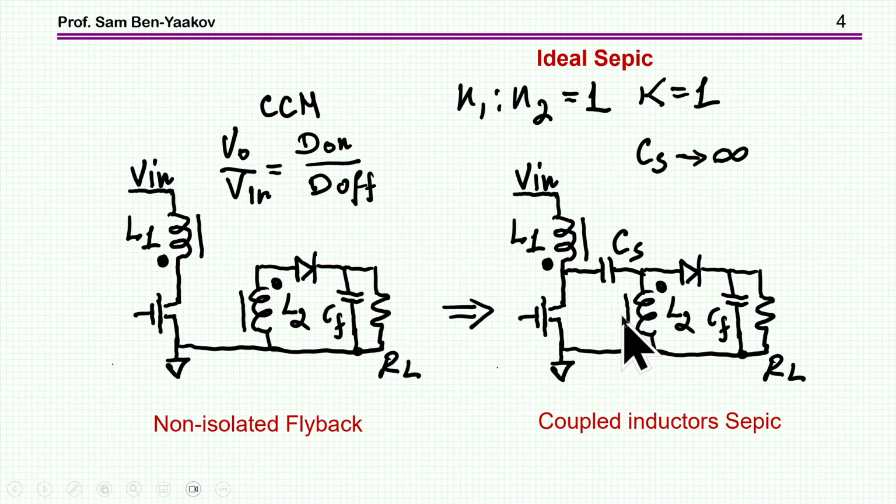Now I'm going to demonstrate it by considering the ideal Sepic and Flyback, you might say, and therefore we are talking about a transfer ratio of the windings of 1 and coupling coefficient of 1. I'm assuming that the capacitor of the Sepic is very large, okay? So the actual Sepic will behave a little bit differently. We'll see it later on in the simulation.